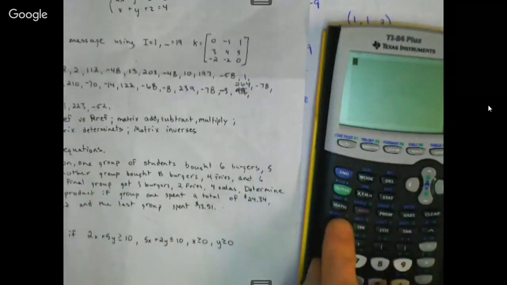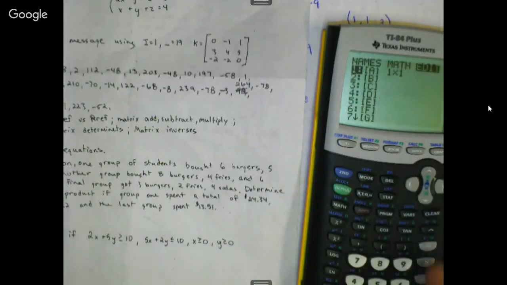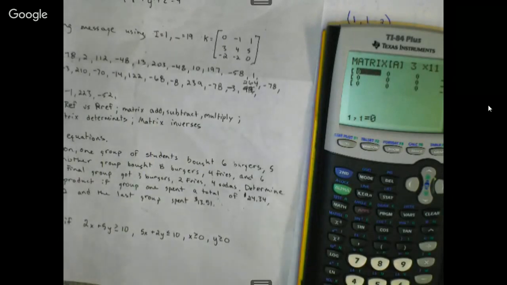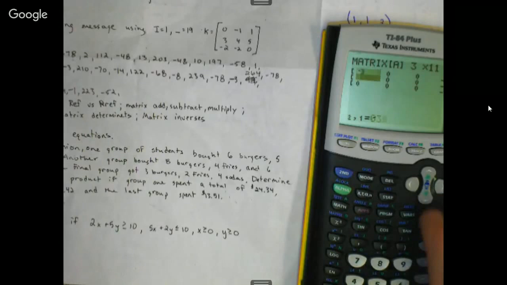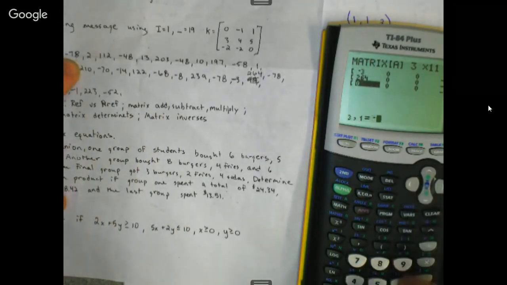So I just need the number of columns out there. So we'll go to matrix, so that's second inverse, go over to edit, and we're going to edit number 1 to a 3 by 11. Okay, and we're going to put the numbers in going down. So minus 3, 264, and this will take just a second.